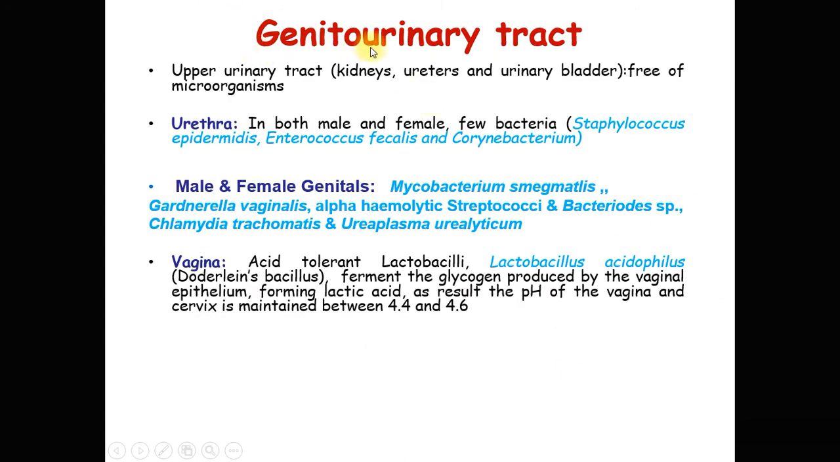The flora of the genitourinary tract. The genital and urinary tracts are taken together because of their proximity. The upper urinary tract, which consists of the kidney, ureter and urinary bladder, is free from microorganisms. So these are axenic sites. They should not have NMF. The lower portion of the urethra has NMF in both male and female.